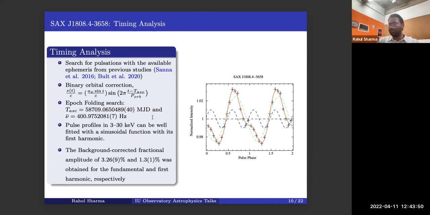We created the 3 to 30 keV pulse profile. This red one is the overall 3 to 30 keV pulse profile, and it looks like a sinusoid, but it actually has two components. This profile can be fitted with one fundamental sinusoidal function and its harmonic. The fundamental has a fractional amplitude of 3.3%, while the harmonic has a pulse fraction of around 1.3, which is the amplitude of this sinusoid.